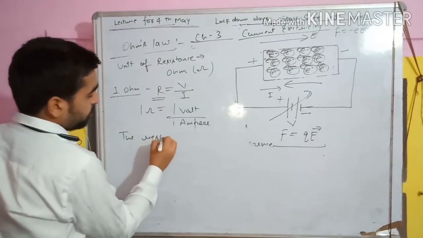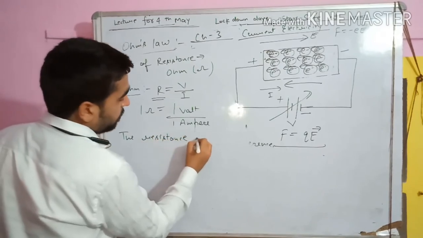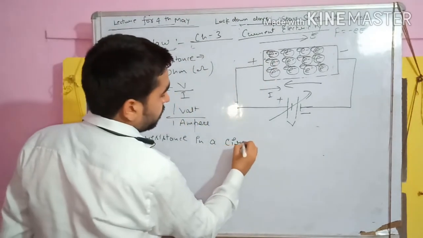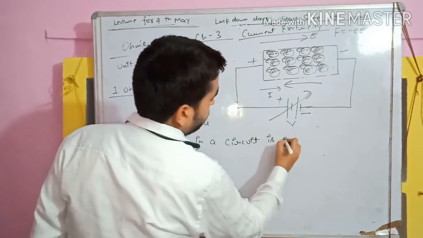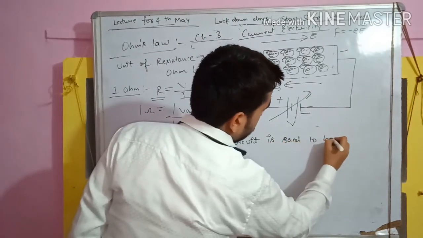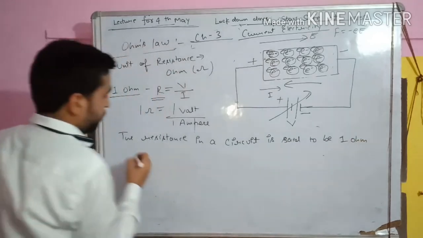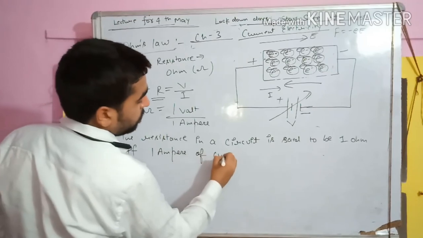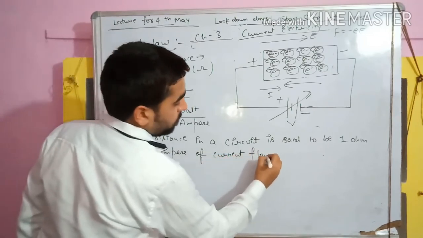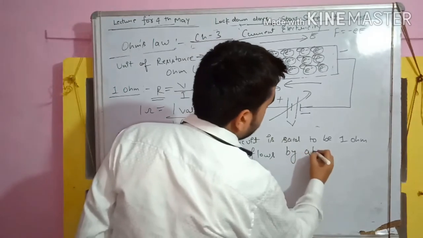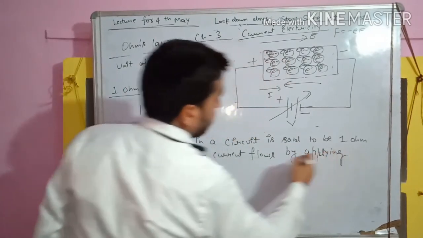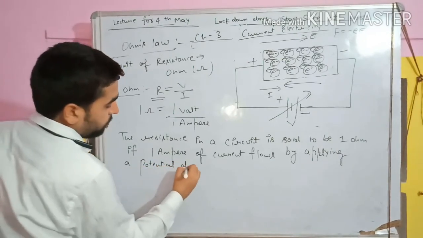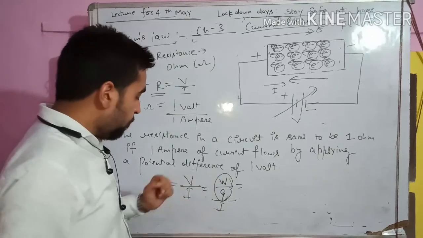The resistance in a circuit is said to be 1 ohm if 1 ampere of current flows by applying a potential difference of 1 volt. So in place of V, we can write W upon Q, upon I.